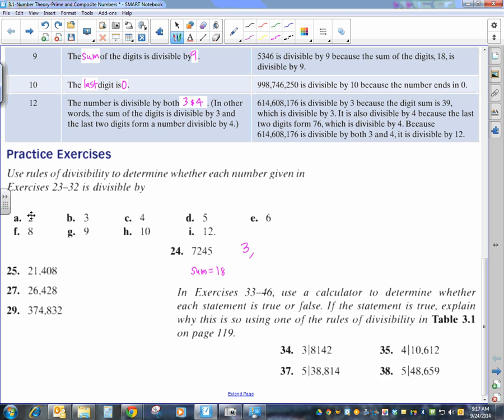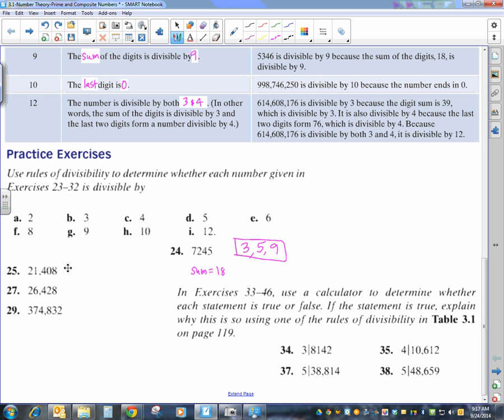If 2 doesn't go into the number, you don't have to worry about 4, 6, 8, 10, or 12. So the only two we have left to worry about are 5 and 9. Does 5 go into the number? Yes, because it ends in a 5. 9, does 9 go into 18? Yes, it does. So 3, 5, and 9 are the only numbers that go into it from our list.